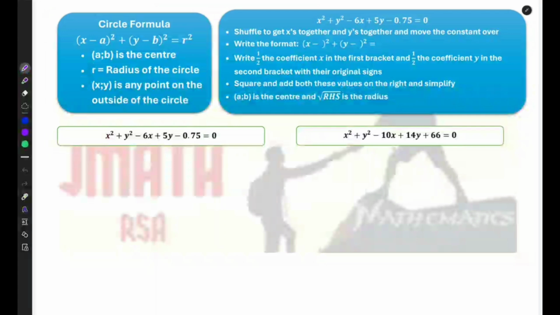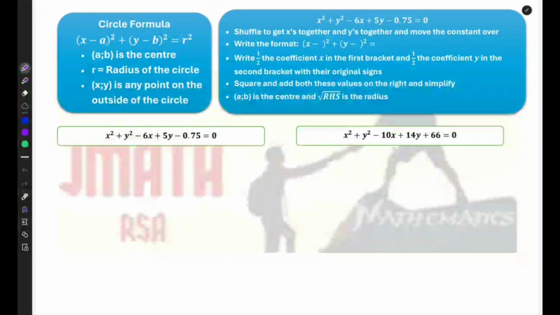Firstly, you are going to shuffle so that the x's are together and the y's are together. You can move the constant number to the right-hand side. So if I look at the top left block, that's 0.75, I can just move it to the other side. Now I am going to write the standard form, but I'm going to leave a space for where a and b should be.